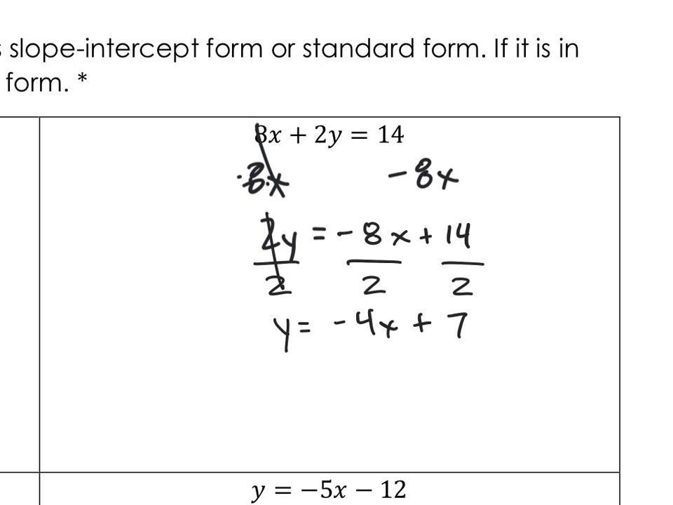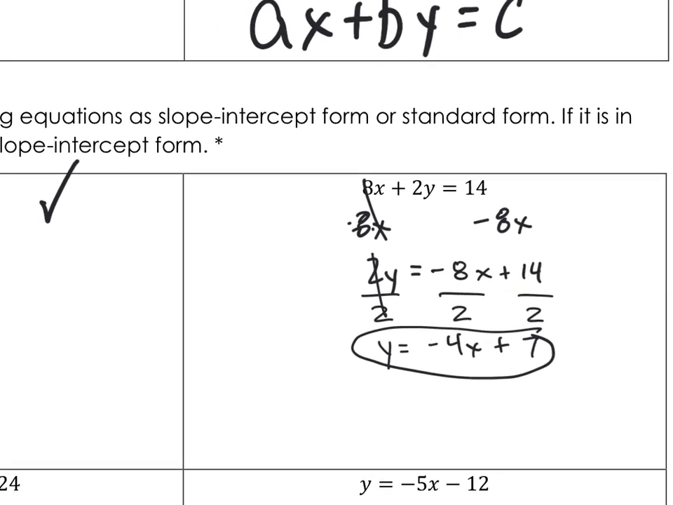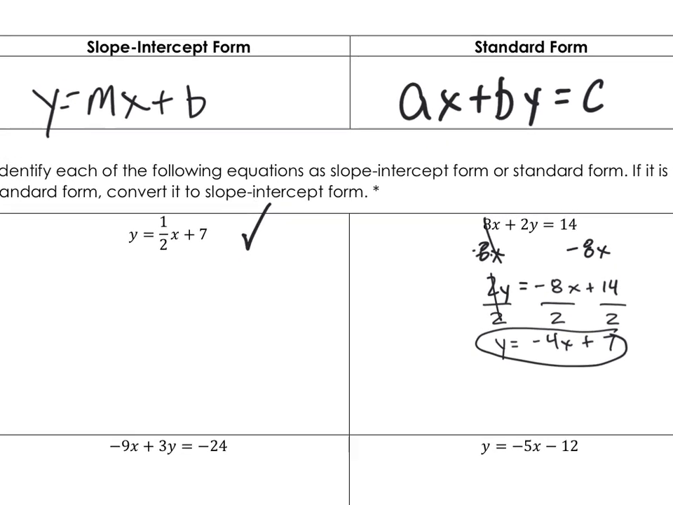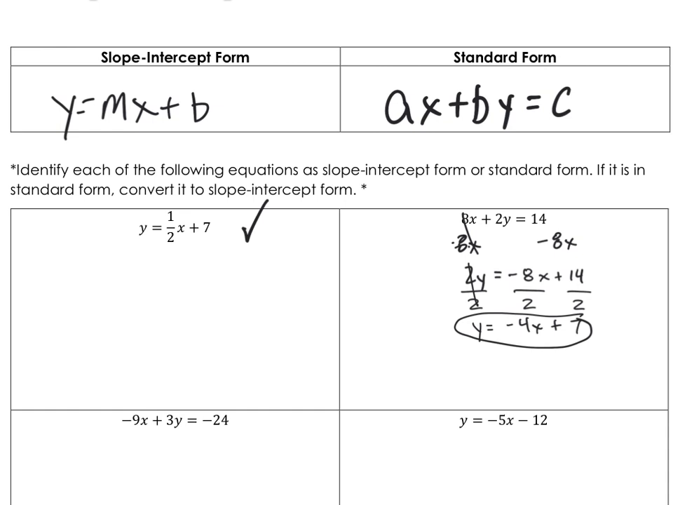I'm done. I am absolutely done. Let's go back and look. Y equals mx plus b. So in this case, which we'll talk about later, negative 4 is the m, and 7 is the b, right? But that's in the right order, okay? So we took one from standard to slope. Let you guys write this thing down, okay?